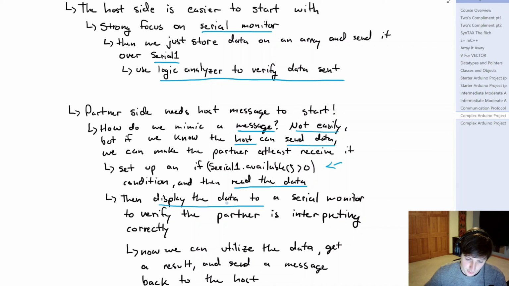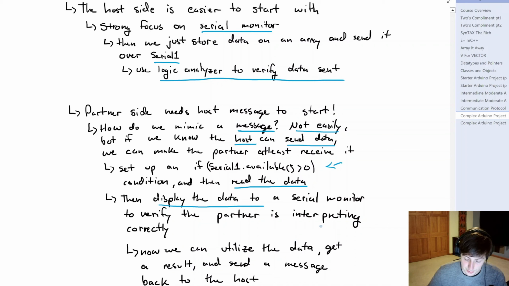So that would get us to a point where we can verify that what we enter into the serial monitor is getting interpreted by the host correctly and then sent over the UART channel. We can verify that it's correct with the logic analyzer, and then we can use the partner to receive that data and then print it out on the serial monitor to make sure that the data is being transmitted successfully. And once we know that we are interpreting that data correctly, we can start to deconstruct that data and then utilize it as we need to.